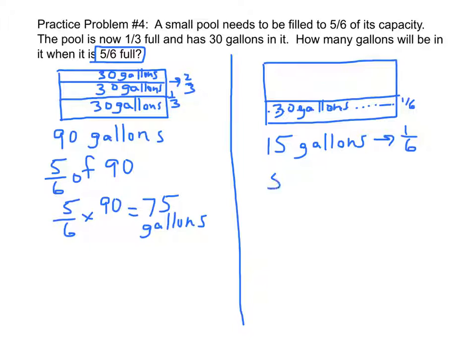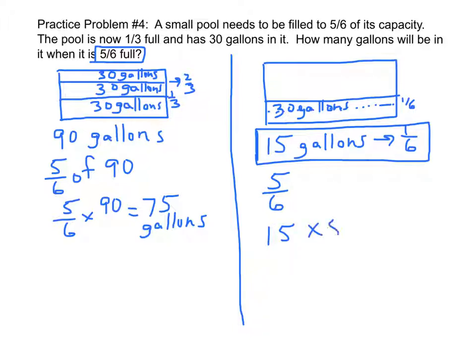Well, I want a total of 5/6. So how many sets of 1/6 do I need to get to 5/6? I would need 5. So another way you could do it is now 15 gallons times 5 sets of those also gives me an answer of 75 gallons. And you can go through and do the problem either of these 2 ways. There are other ways to do it as well. But once again, notice that drawing a picture possibly helped.